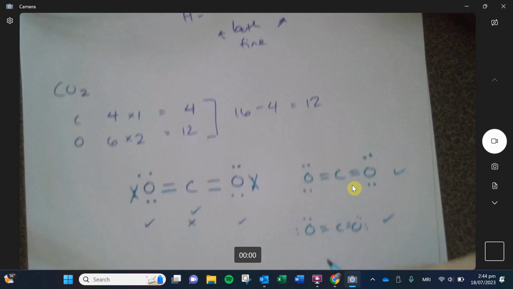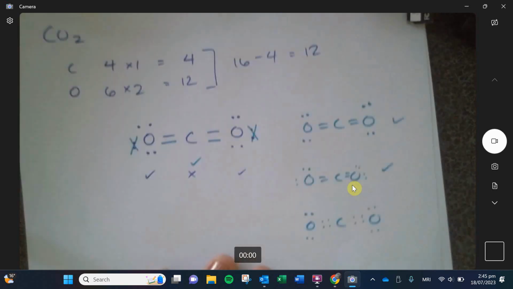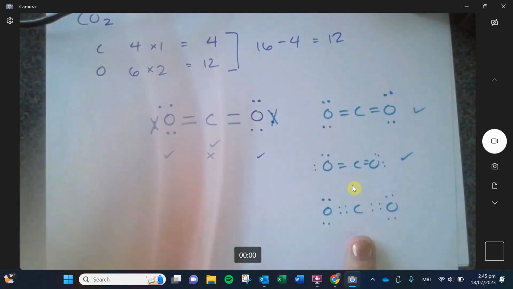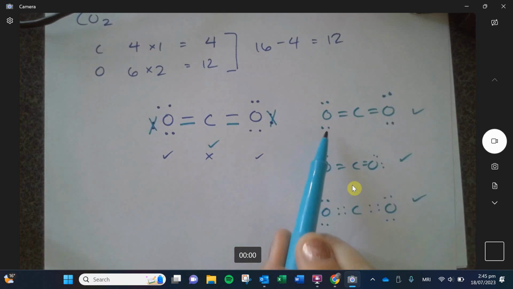And again, if you want, you can show it as all dots, like that. If you'd rather show dots for everything, that's fine. That's also correct as well. But when we do shapes next week, you'll see why I prefer this method to that method.